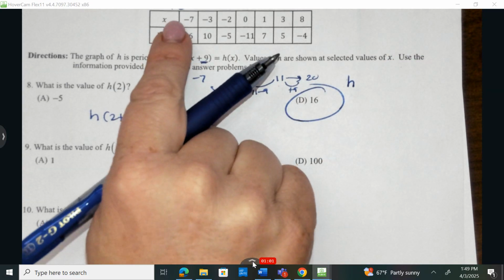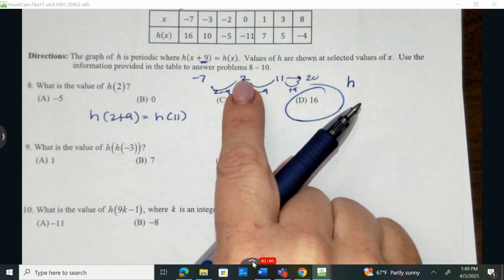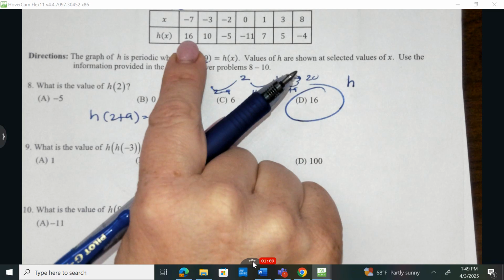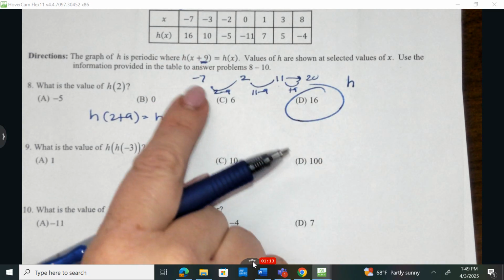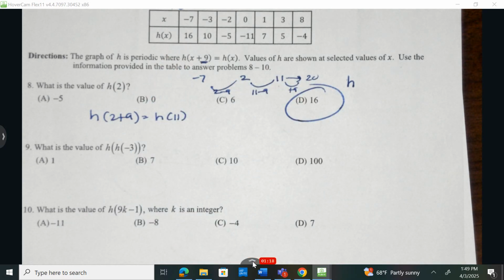So just so you understand this here, h, right? I could say what is h of negative 7? The output would be 16. If I could say what is h of 2, it'd be 16. What is h of 11? It'd be 16. What is h of 20? It would be 16. What is h of 29? It'd be 16. Every 9 consecutive numbers will have the exact same output.